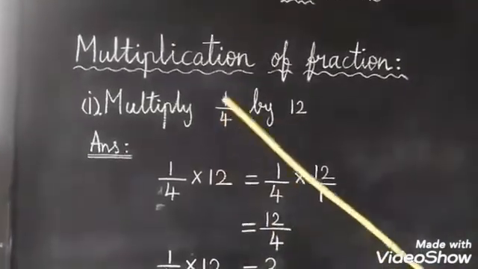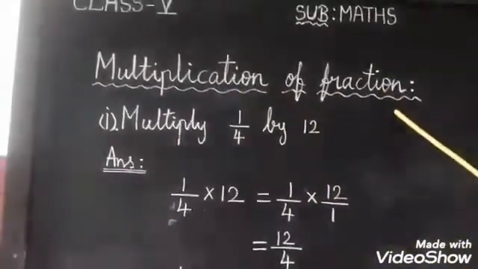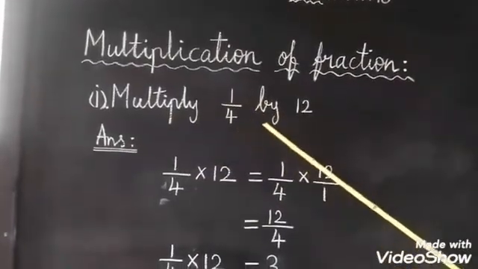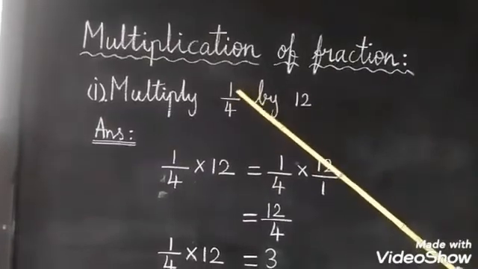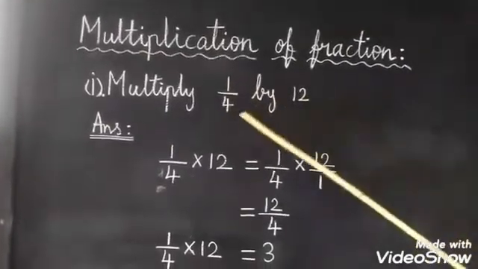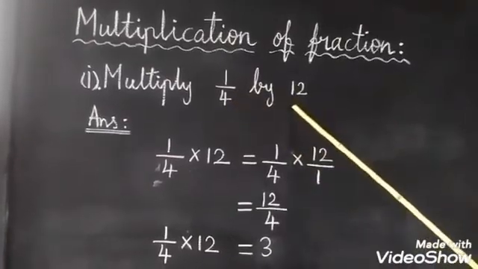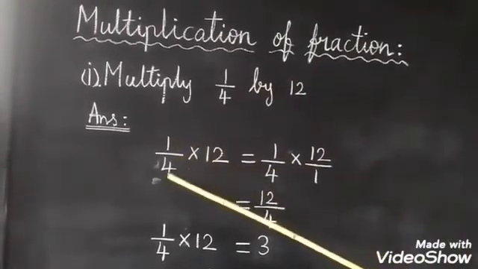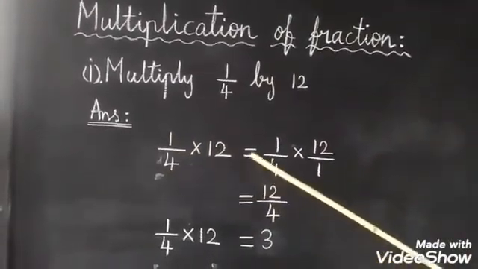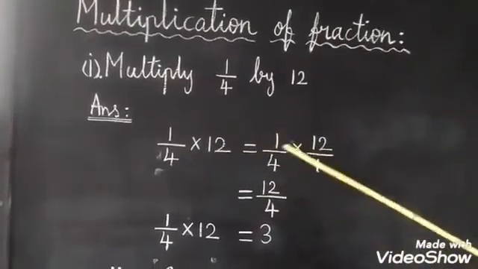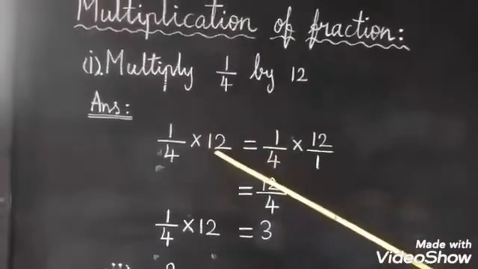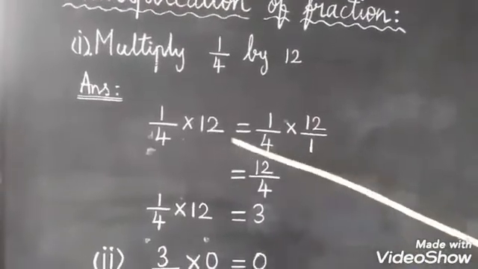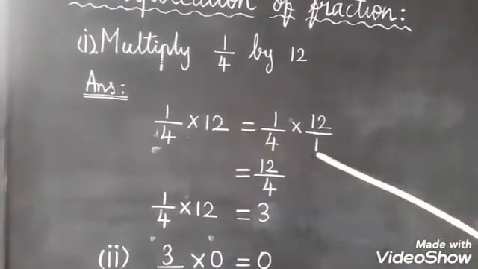Let us see multiplication of fraction. First sum, multiply 1 by 4 by 12. We have to multiply 1 by 4 and 12. 1 by 4 is a fraction number and 12 is a whole number. So we want to multiply this. See here, 1 by 4 into 12. So 1 by 4 as it is we can write, and then 12 whole number we can write in fraction as 12 by 1. Each and every number has a denominator 1. So we can write 12 as 12 by 1.